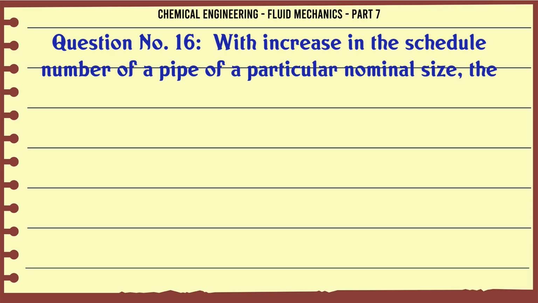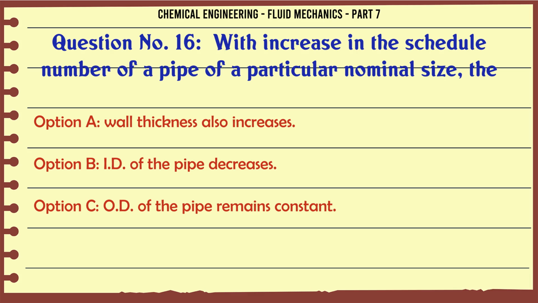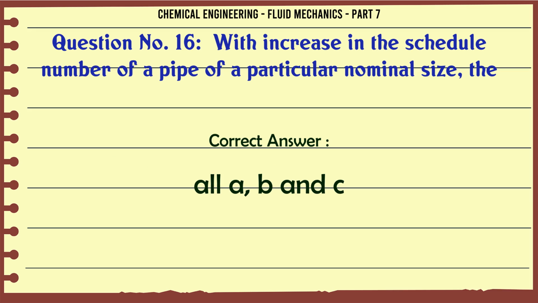With increase in the schedule number of a pipe of a particular nominal size, A. wall thickness also increases, B. ID of the pipe decreases, C. OD of the pipe remains constant, D. all A, B and C. The correct answer is all A, B and C.